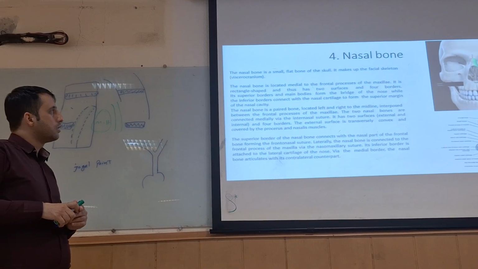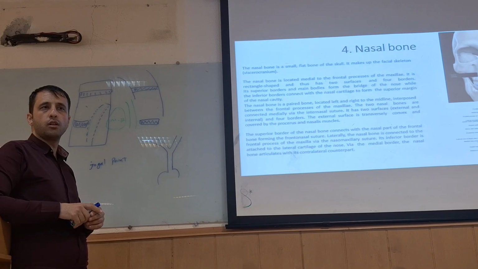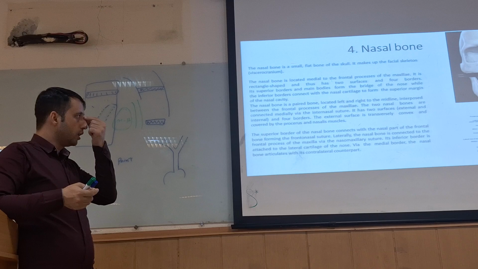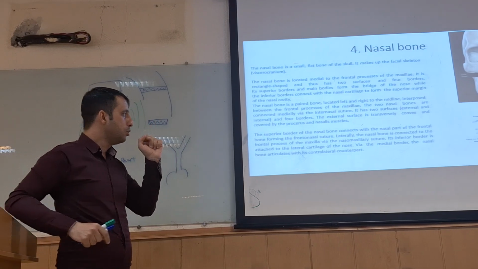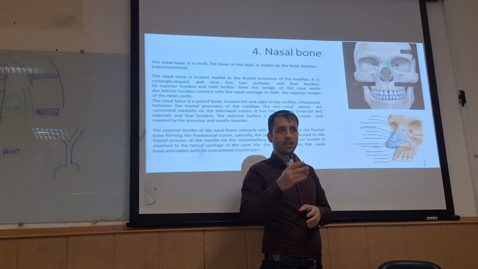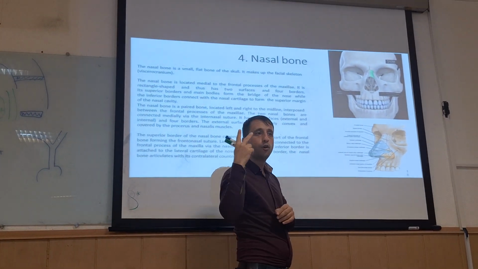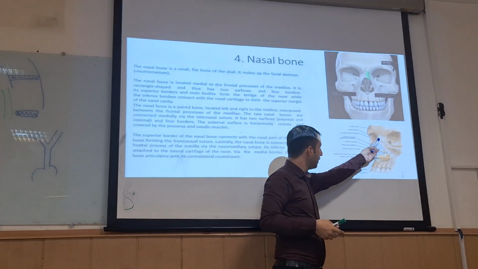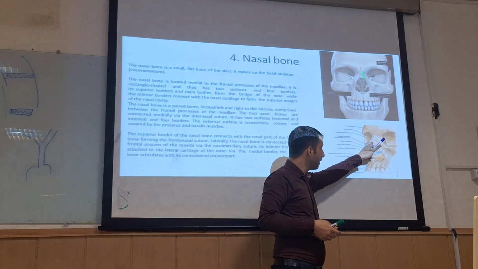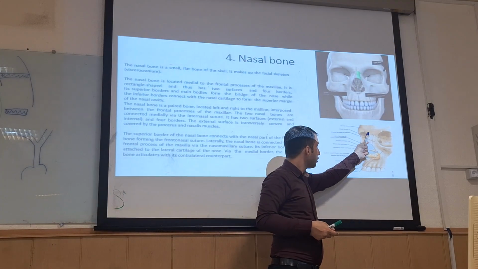Another bone is the nasal bone. Is the nasal bone paired or unpaired? Paired. It's a paired bone, located at this area. As you can see, every nasal bone has two surfaces, external and internal, and four borders: anterior, posterior, superior, and inferior.